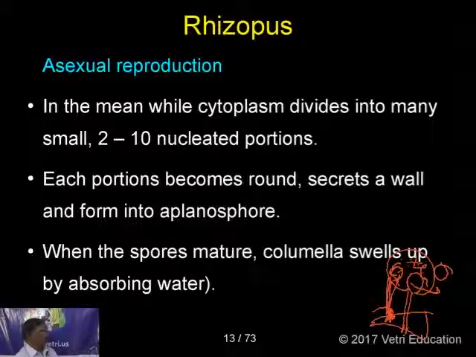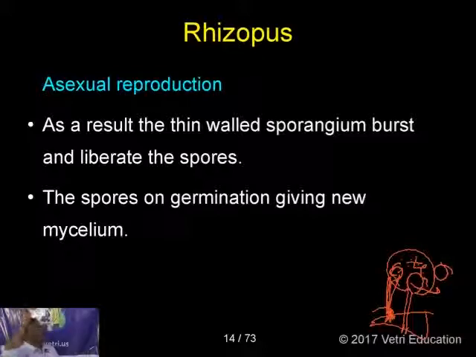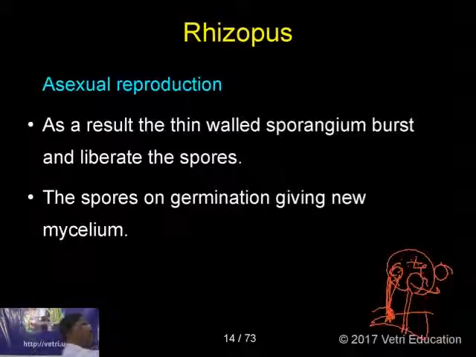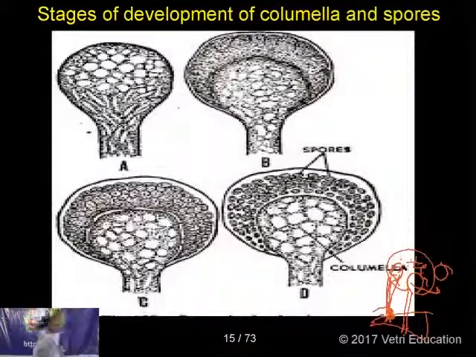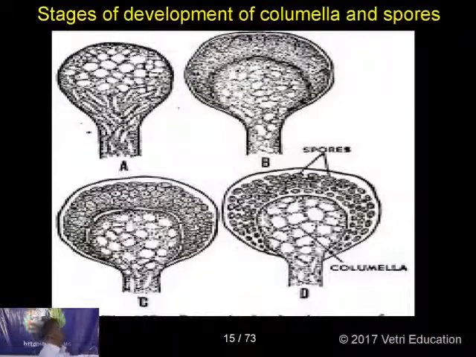When the spores mature, the columella swells up by absorbing water, and as a result, the sporangium bursts and liberates the spores. The spores, on germination, give rise to new mycelia. So this is the thing I told you here. This is the formation at the tip of the sporangiophore.